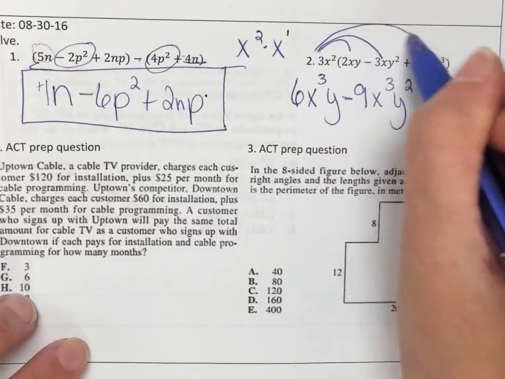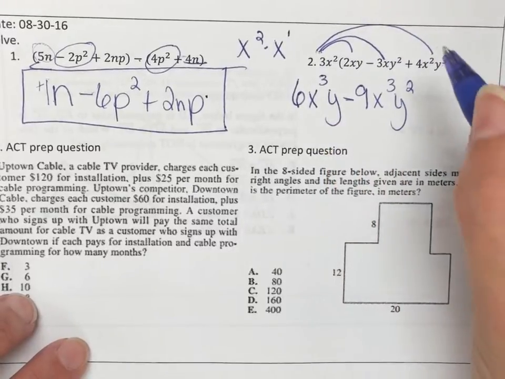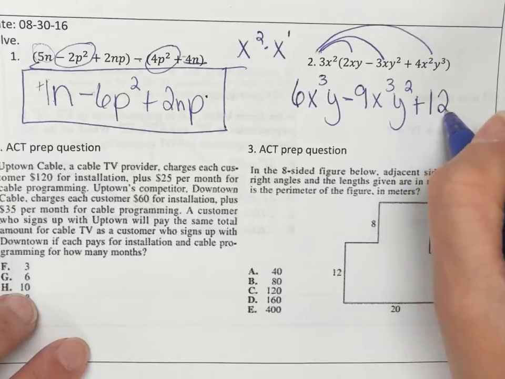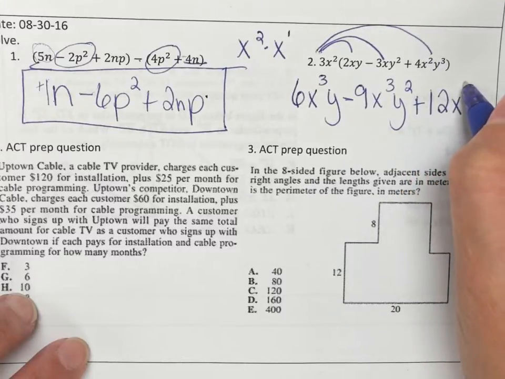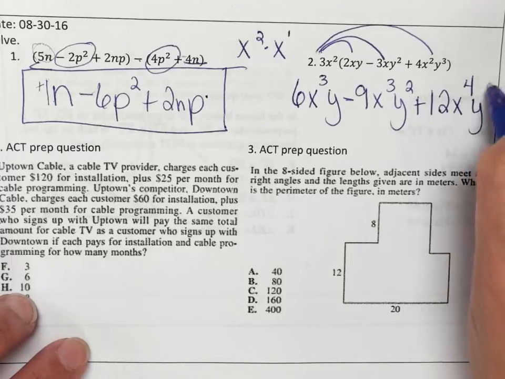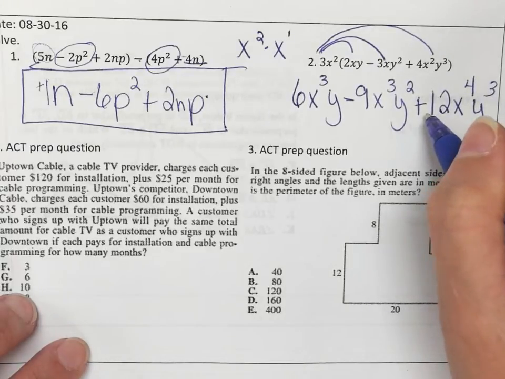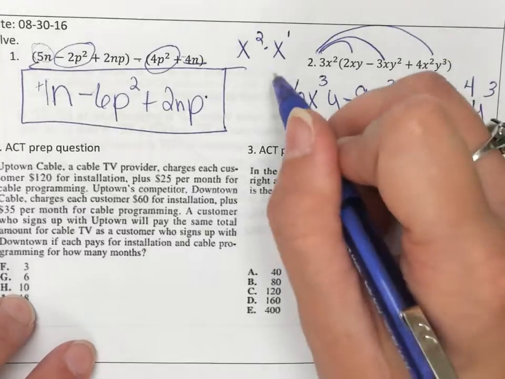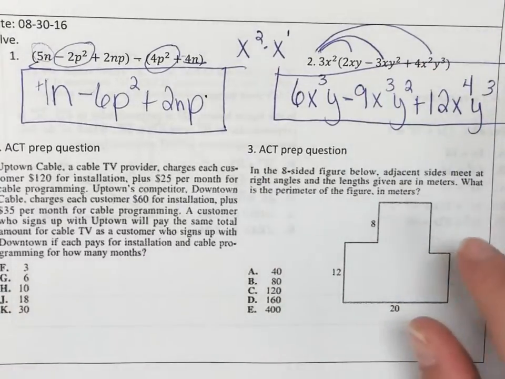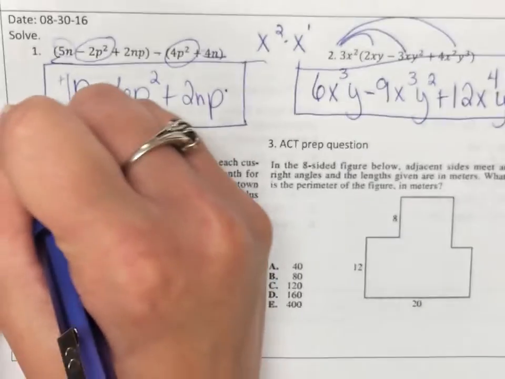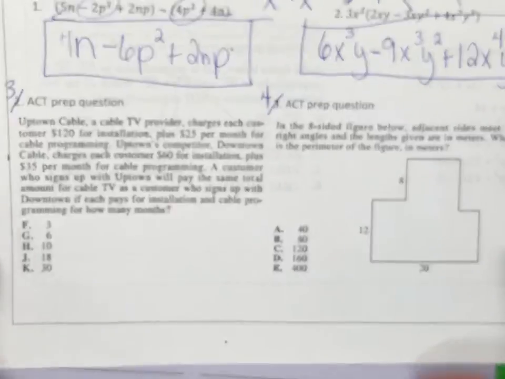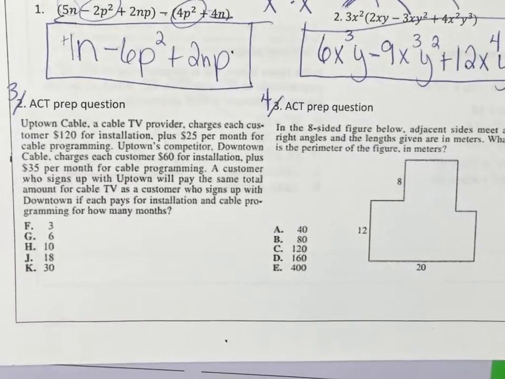And Oscar, what about 3x squared times 4x squared y cubed? Very good. Positive? Okay. Very nice job, guys. When you multiply the bases, you add those exponents. Very good. Alright, so I numbered these wrong. This is number 3. This is number 4. So sorry about that.